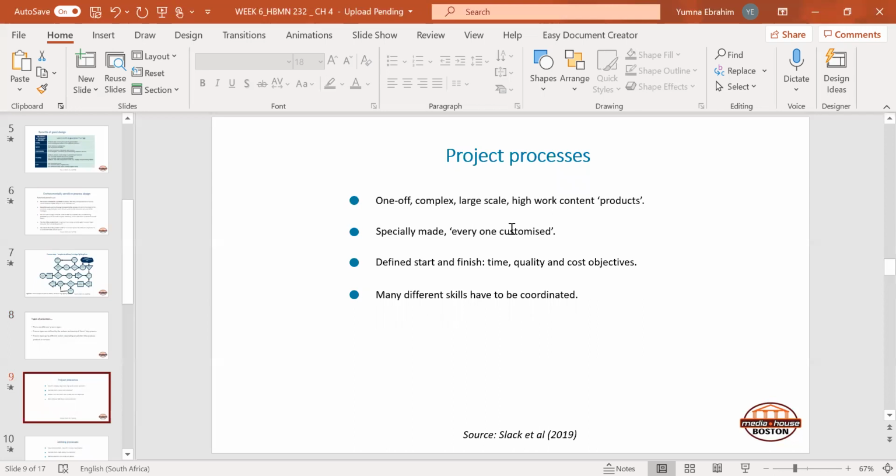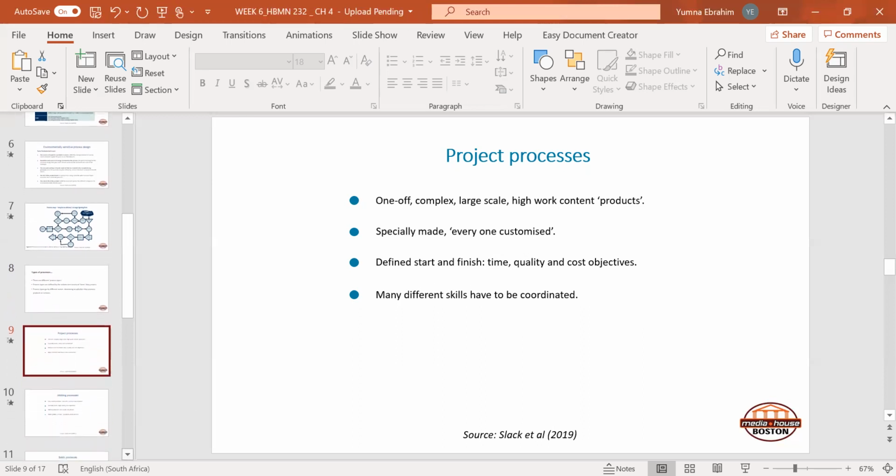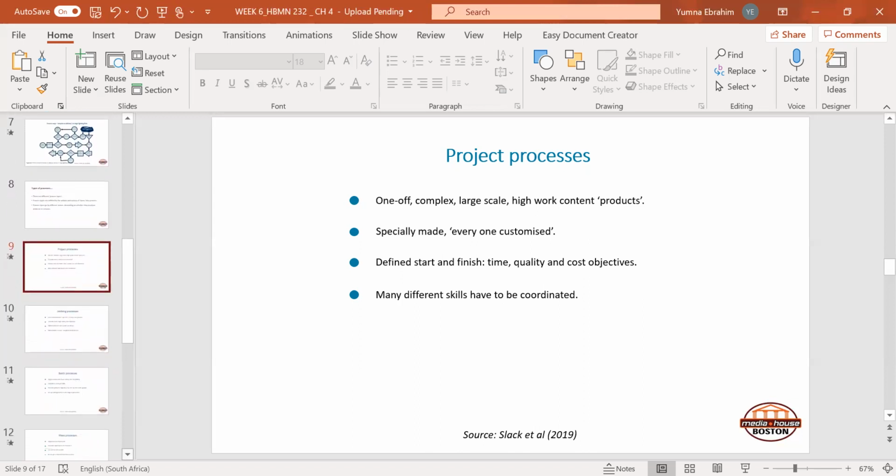You want 2 bedrooms upstairs, you want a small kitchen in your bedroom. Lots of different skills have to be coordinated. So they have to bring in electricians, they have to bring in plumbers, they have to bring in a specialist to do your kitchen in the way you want it. Okay, so architects that do custom homes will typically follow this project process.